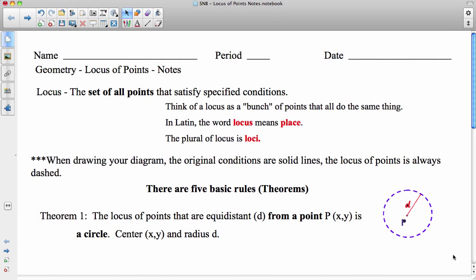Okay, geometers, here we go for the Locus of Points notes. This is day 1 of Locus of Points. And to get us started off, you need to put your name and today's date on your paper.